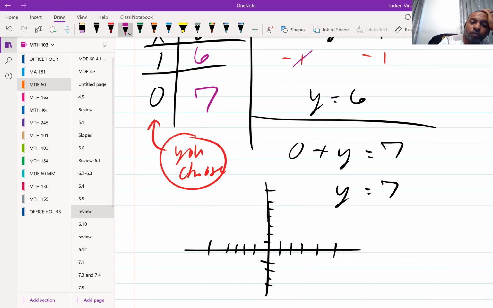All right, so you go to the right one, up 6. Then 0 is nowhere for X, but then you go up 7. And connect the dots. That's your line.